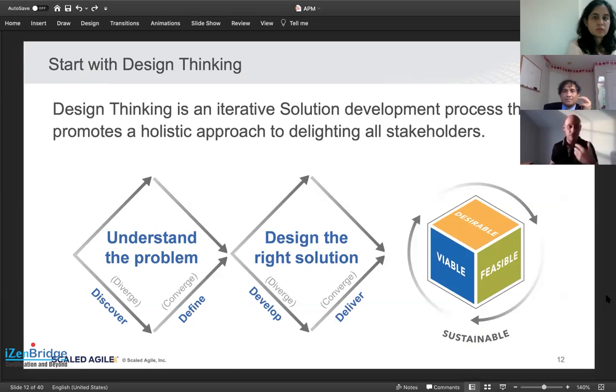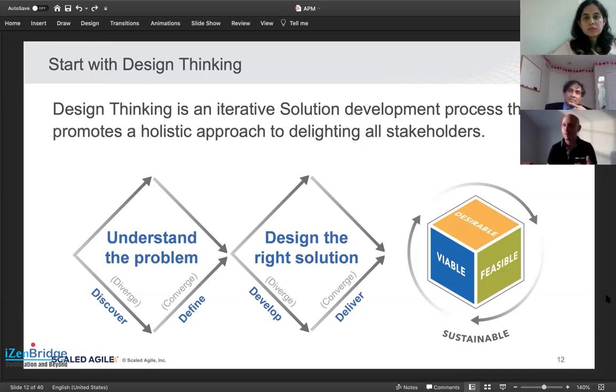So once we've defined and understood the problem, we again want to diverge to figure out what is the appropriate solution to that problem. Go wide, brainstorm, think of everything you could possibly do, and then converge on the appropriate solution that you can take to market that's sustainable, that takes into account what's desirable, viable, and feasible to maintain for your business model. This is not easy.